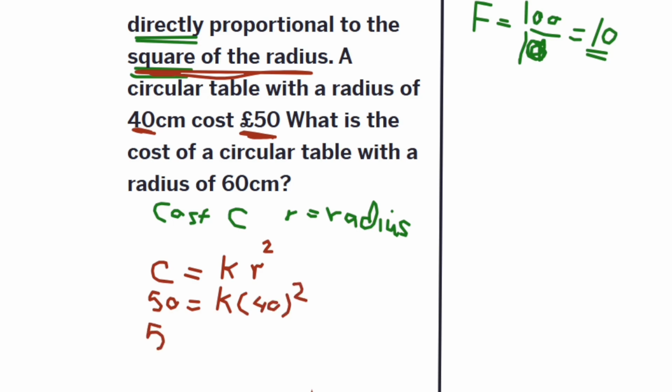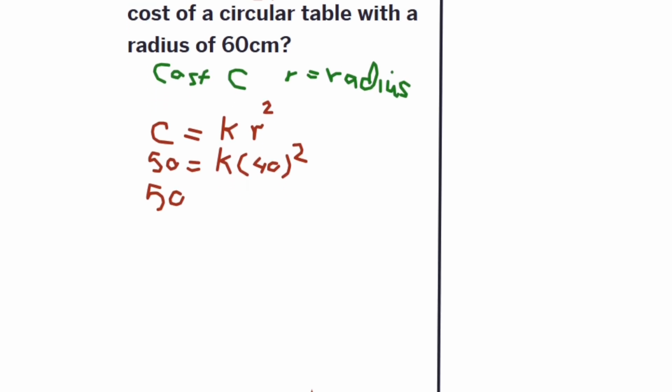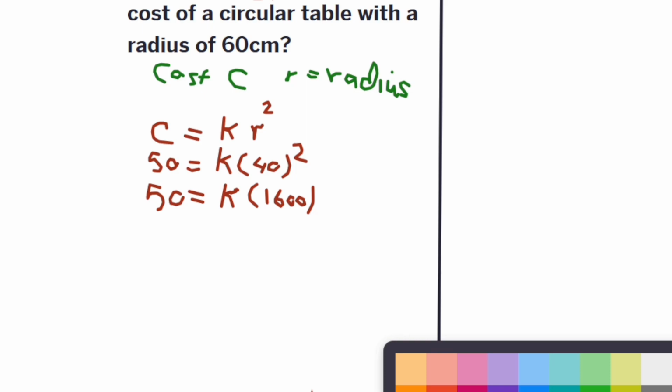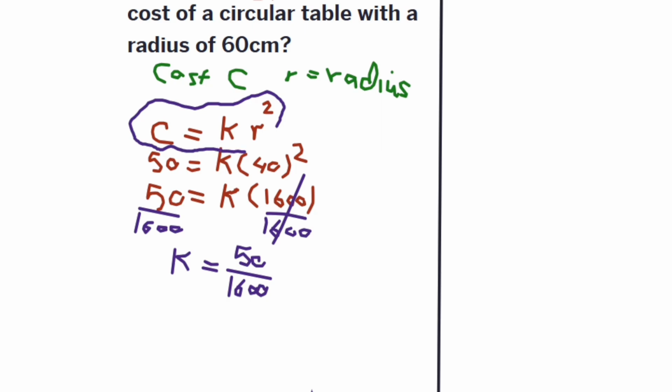Now 50 equals k times 40 squared. 40 squared is 40 times 40, which is 1600. Now to find k, just divide here by 1600, divide here by 1600. That's it. Let's leave it like this. So k equals 50 divided by 1600. That's good. Now let's put k back here.